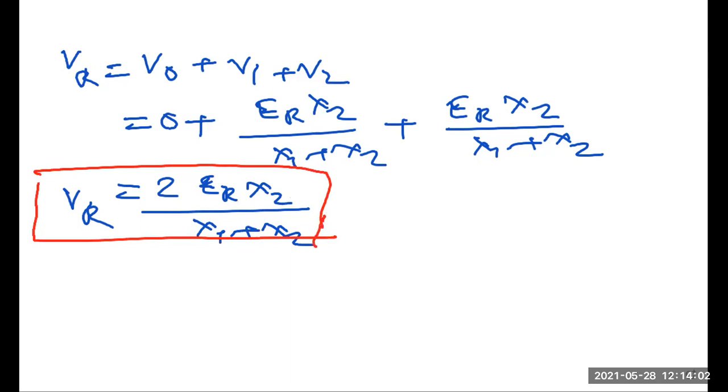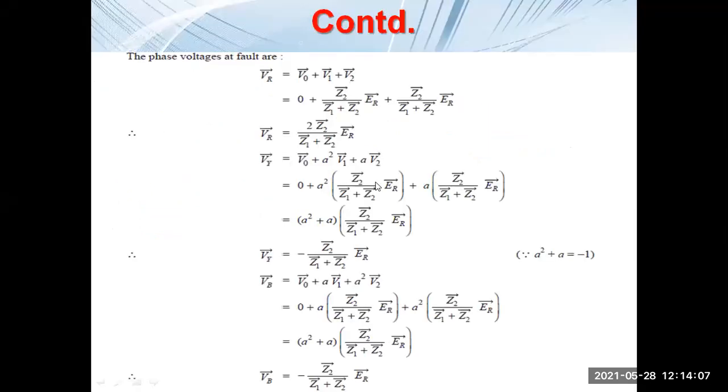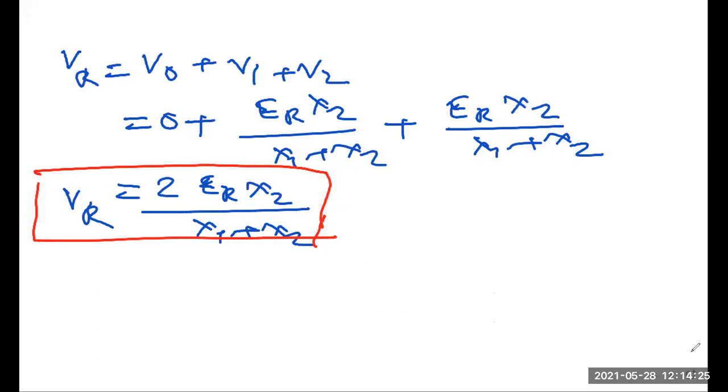Okay. Now let us cross check with the expression which is given here. So VR equal to 2Z2 by Z1 plus Z2. It will be X2 by X1 plus X2. If it is else, then you can substitute Z by X. Okay. Now we'll calculate Vy. So we'll calculate now Vy. We'll go to the new screen.